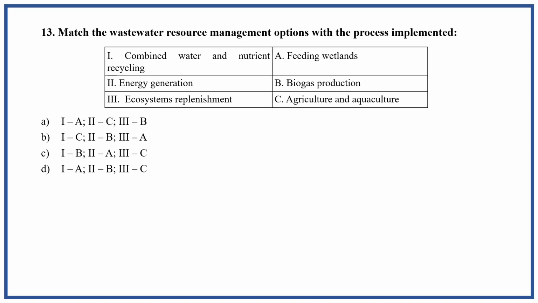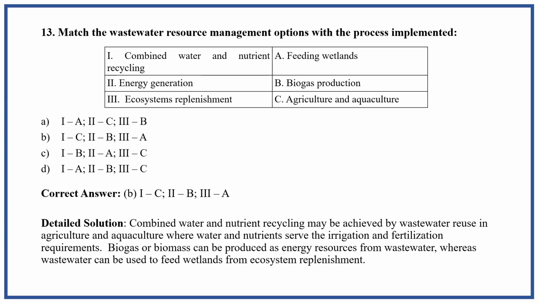No, C is not the right answer. B is the correct answer, because water and nutrient recycling can help us in agriculture and aquaculture. Energy can be produced in the form of biogas, and ecosystem is replenished through constructed wetlands.